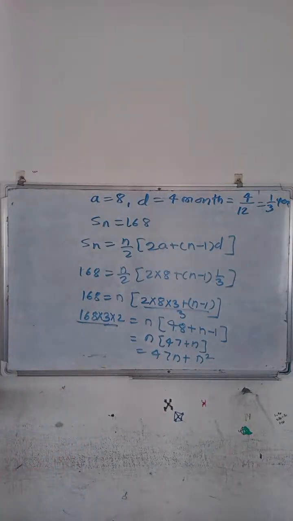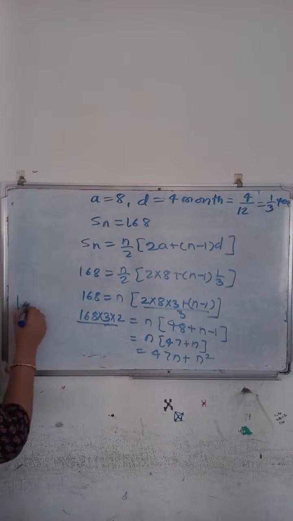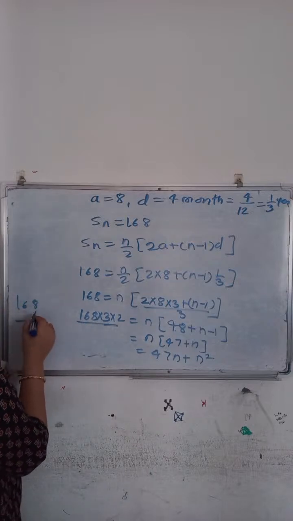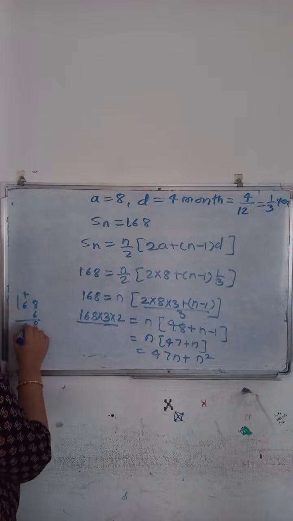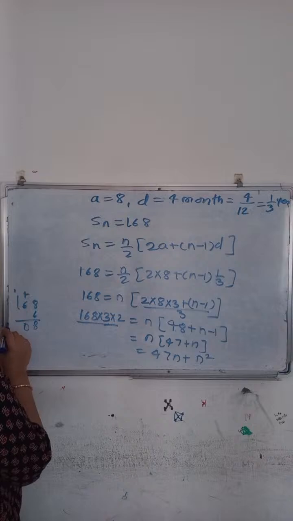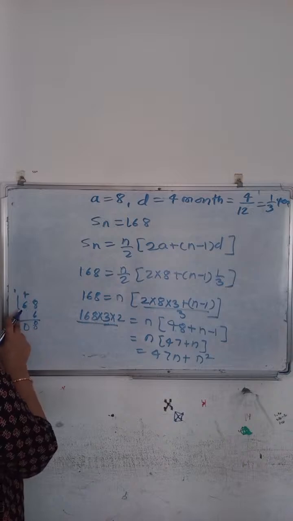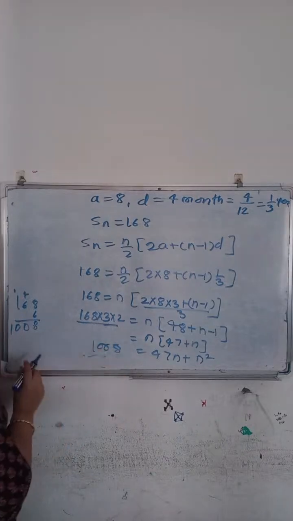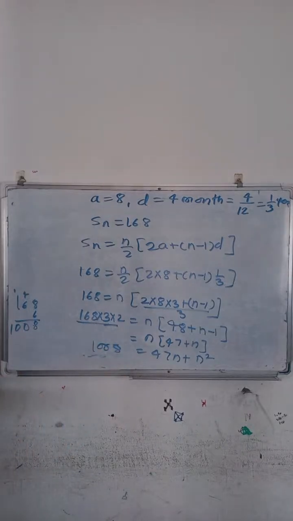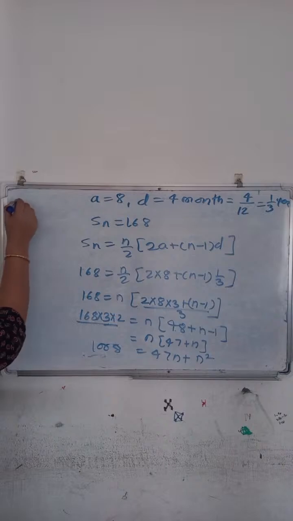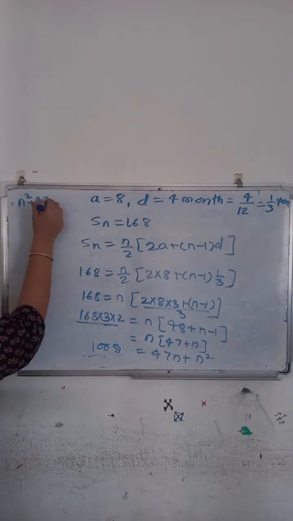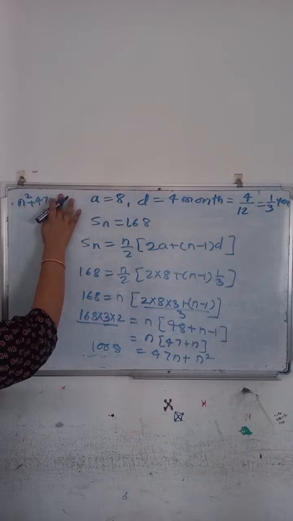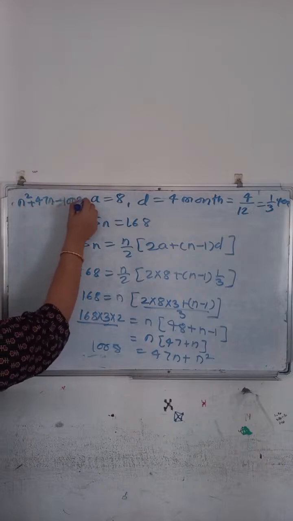Okay, and do this multiplication. Check how much we get. Is it 168 into 6? Is it 1008? Okay, I get 1008. Then we again got this quadratic equation. So here we can write n square plus 47n minus 1008 is equal to 0.